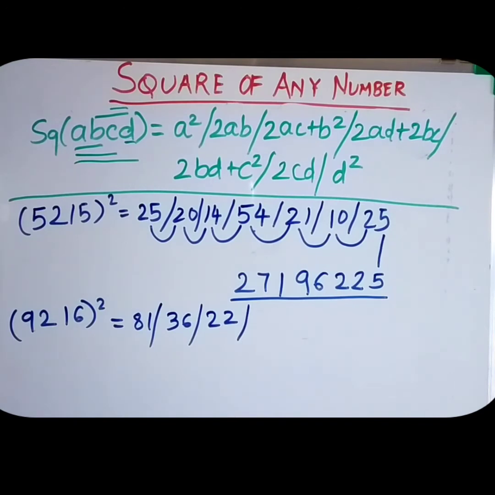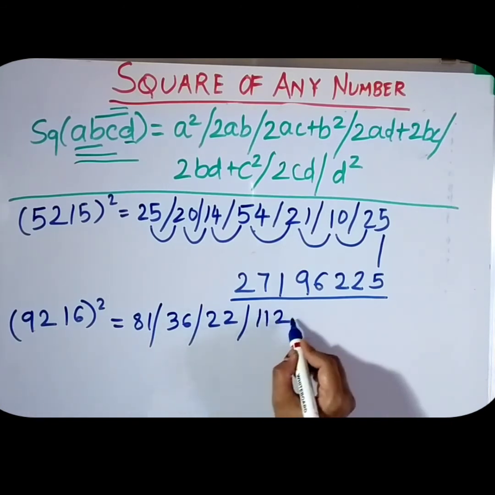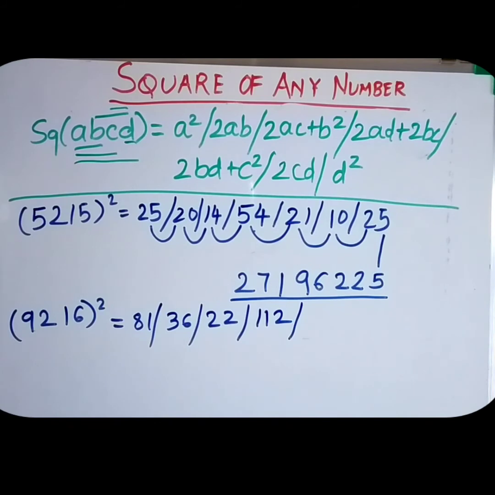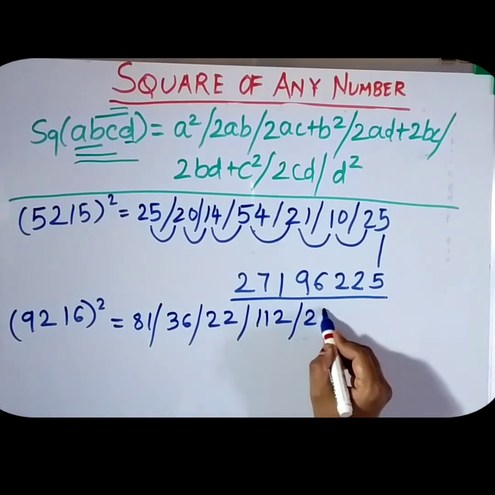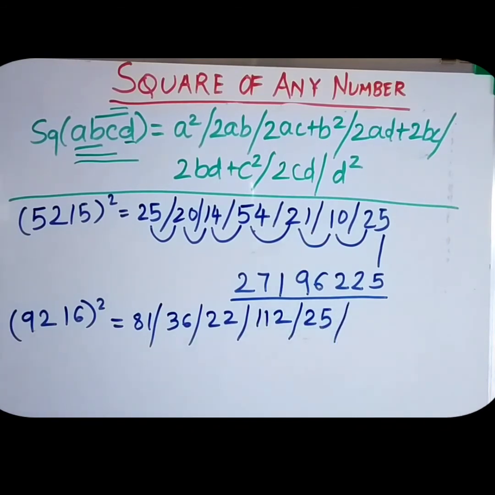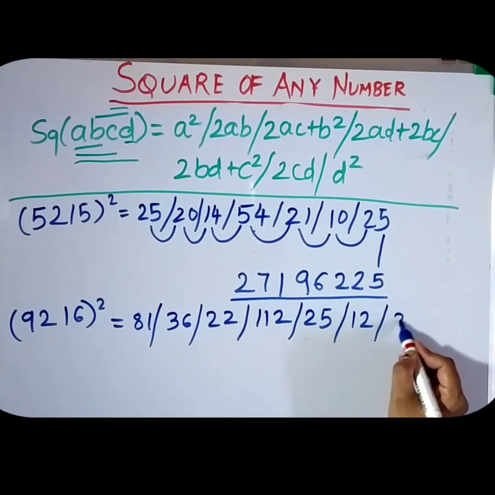Now the duplex of 4 digits, that is 2 into 9 into 6, which is equal to 108, plus 2 into 2 into 1, that is equal to 4. So 108 plus 4 is 112, balancing line. Then the duplex of the last 3 digits, that is 2 into 2 into 6 is 24, plus 1 square is 25. Then the duplex of the last two digits, that is 2 into 1 into 6, so it is 12. And the duplex of the last digit, that is 36.